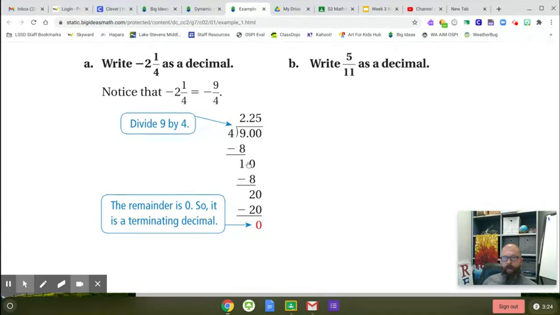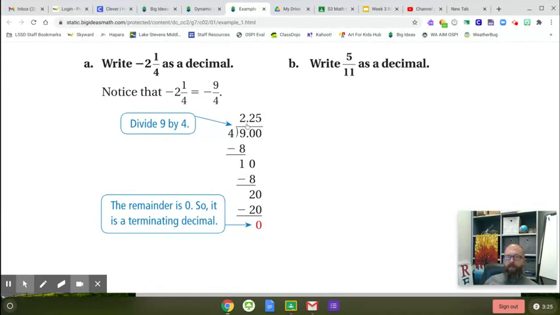4 goes into 10 2 times. 4 times 2 is 8. Subtract it. You end up with 2. Bring down your 0. You end up with 20. 4 goes into 20 5 times. You end up with 2.25. 5 times 4 is 20, and you end up with 0. Down here is your remainder.